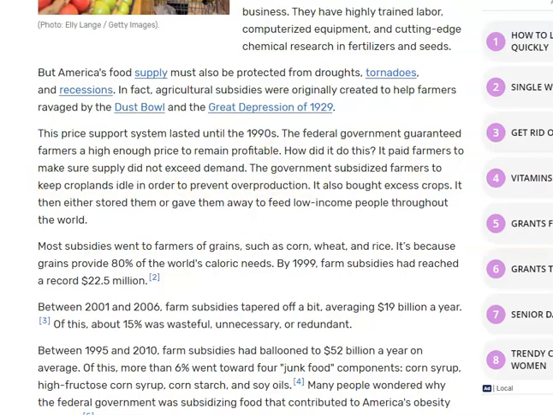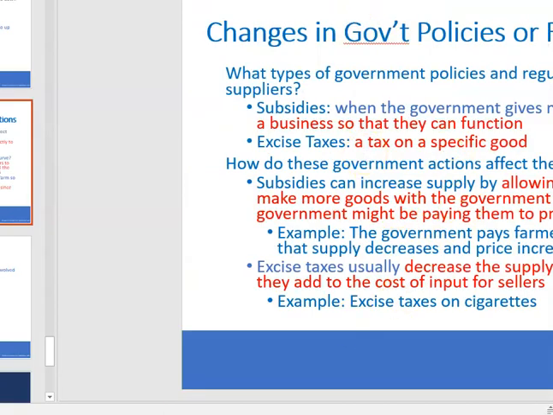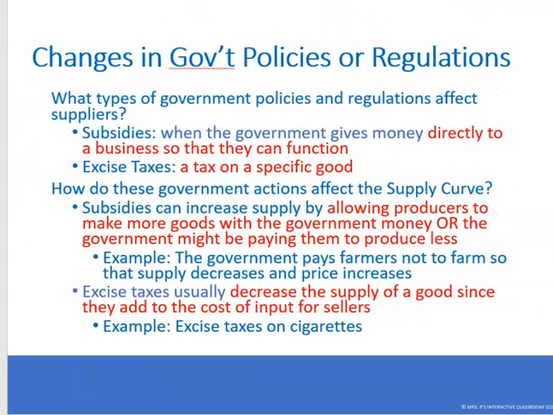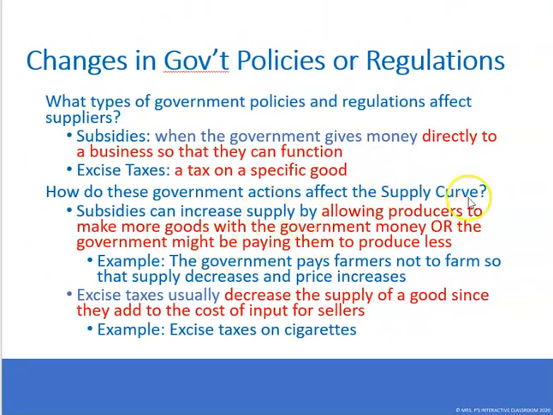So this is an example here of the government. Let me drag my thing. This is an example of the government affecting the supply curve. They are paying farmers not to farm, so there's not an overproduction of goods.